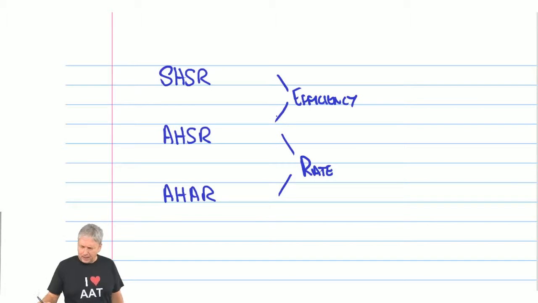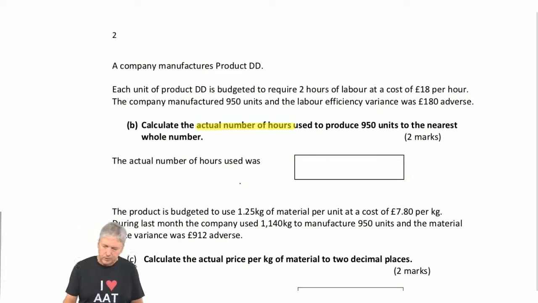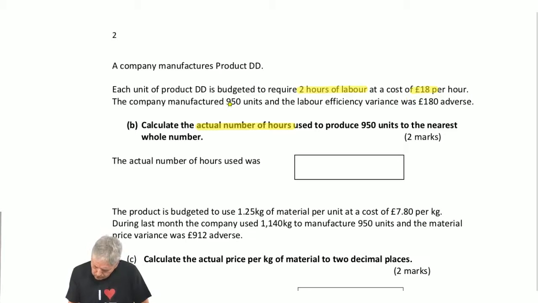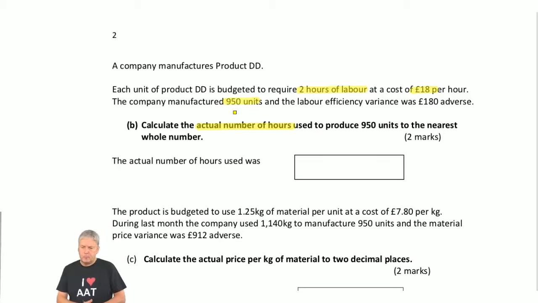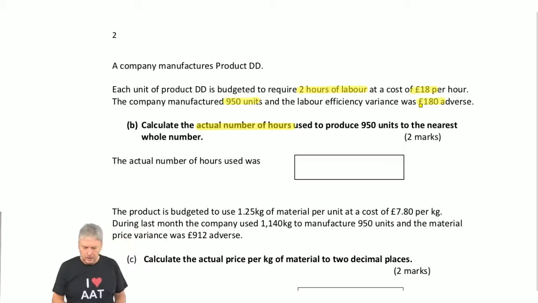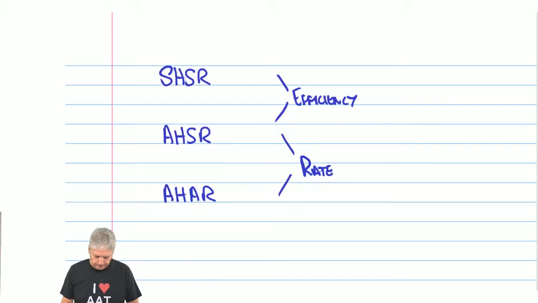So looking back, let's just go back and work out what information has been given to us. We are told here that we budget 2 hours of labour at a cost of £18 per hour. So that sounds a bit like the standards to you and me. Yes, so we've got the standard efficiency and the standard rate. We've also got the actual output here, and we've got the labour efficiency, 180. So all we want to do is to slot that information into the working that we've already prepared.